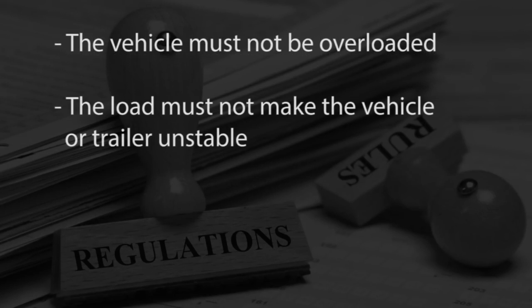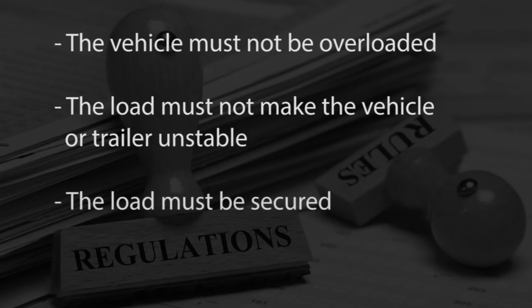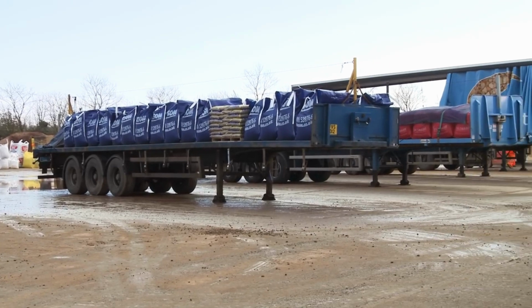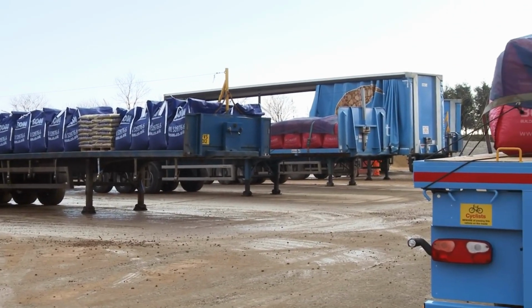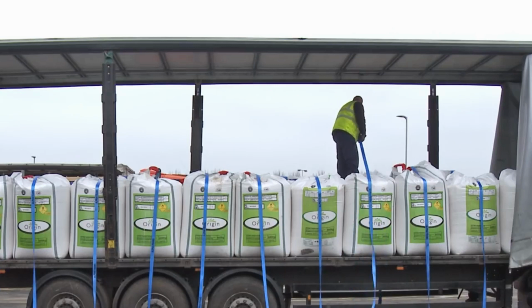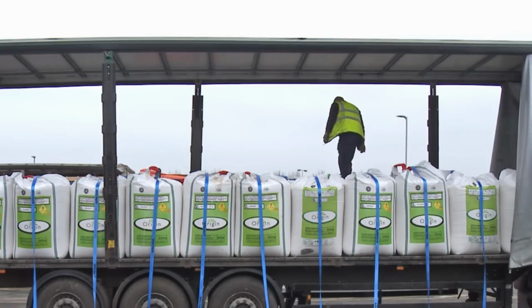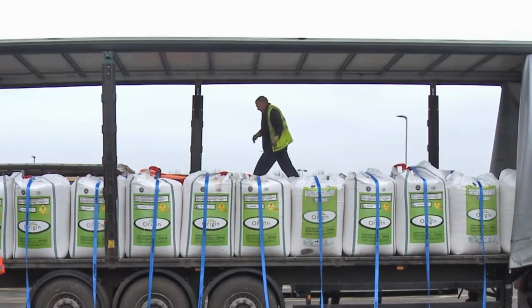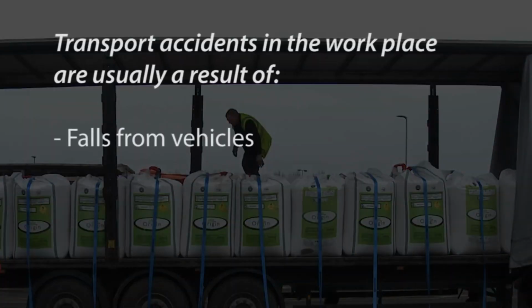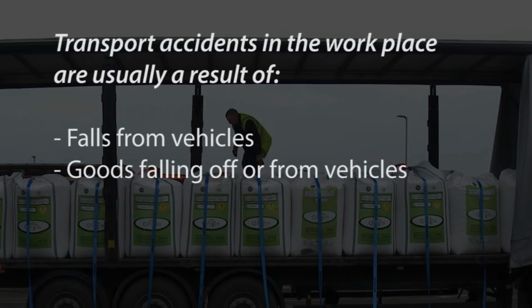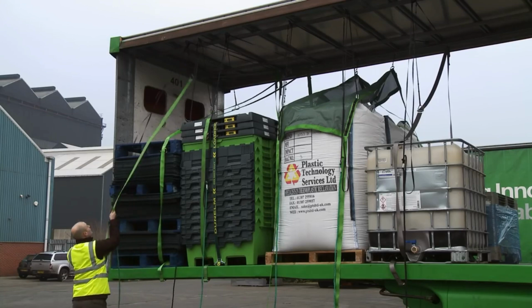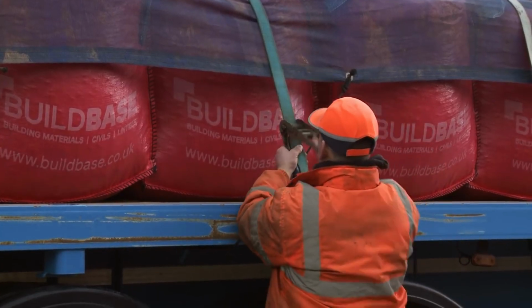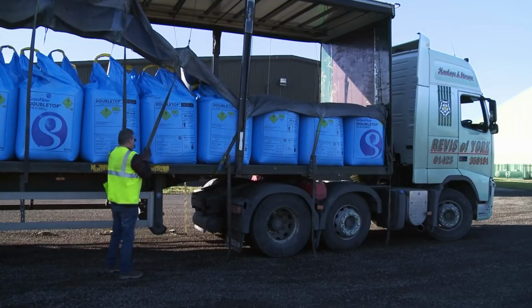The load must not make the vehicle or trailer unstable, and it must be secured to protect the driver and other road users. Responsibility for the load starts with the consignor. It's important to assess and manage the risks of loading vehicles, as many preventable accidents occur during loading and unloading. Transport accidents in the workplace are usually a result of falls from vehicles, goods falling off or from vehicles and hitting someone, slips or trips. Taking simple steps to deal with these types of accidents can reduce injuries and also reduce delays and product damage.